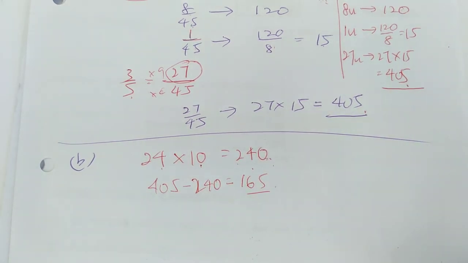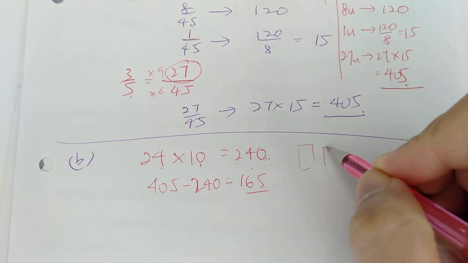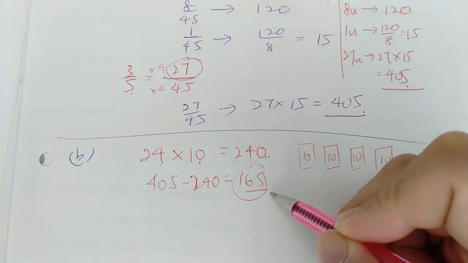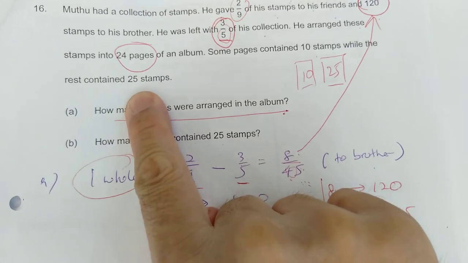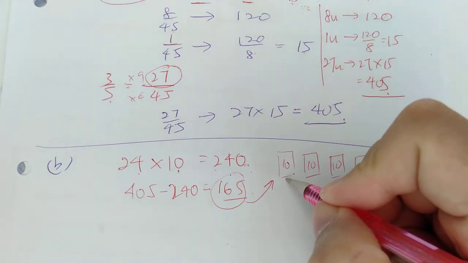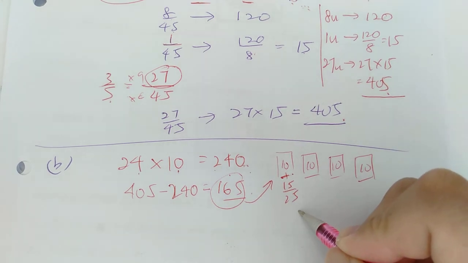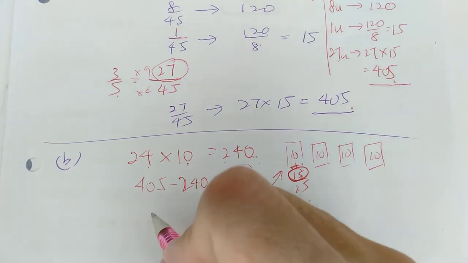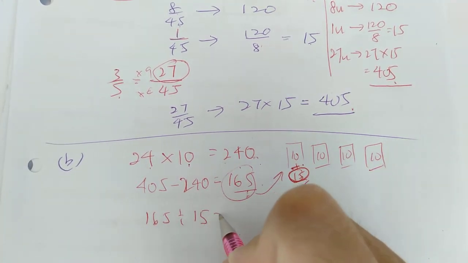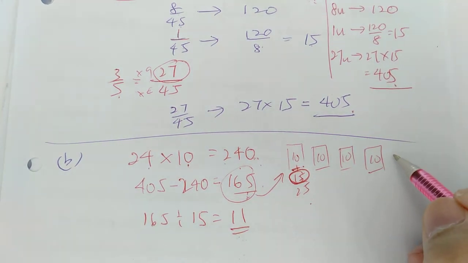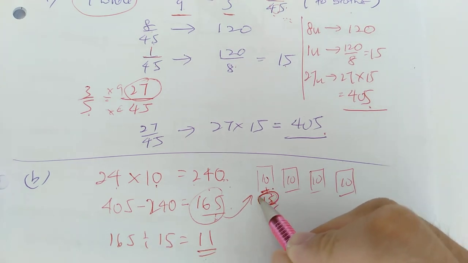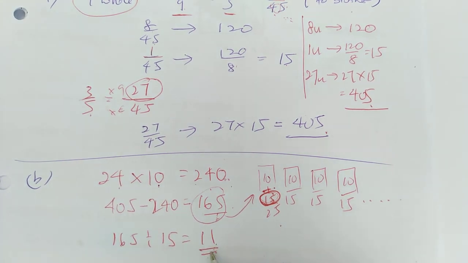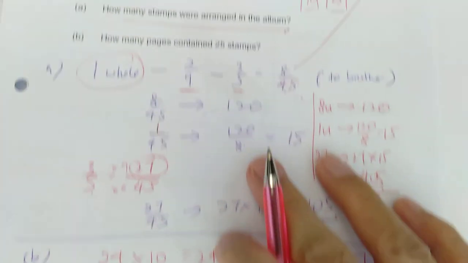That means there is a balance, a remainder of 165 stamps. These 165 stamps will then top up, because now he has all his pages with only 10 stamps per page. Now he has his remainder, he must redistribute some of them to make up into the 25. So 10 plus what is 25? 10 plus 15 is 25, right? So I need to find out how many 15 stamps I can pull out from this 165. So 165 divided by 15, I have 11. So I know that of all these pages with 10 stamps, he needs to add another 15 stamps to 11 other pages. So there were 11 pages that contain 25 stamps. Okay, so that's how you do this question.